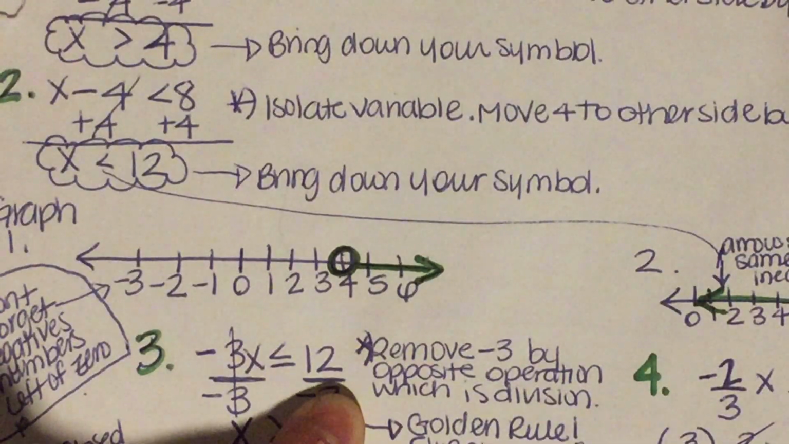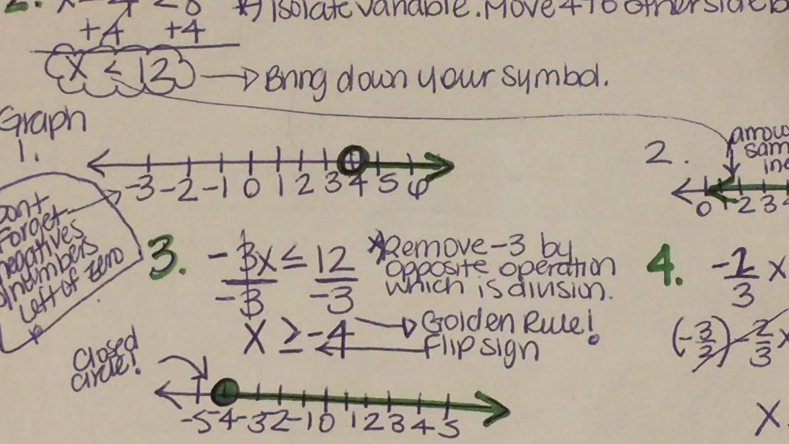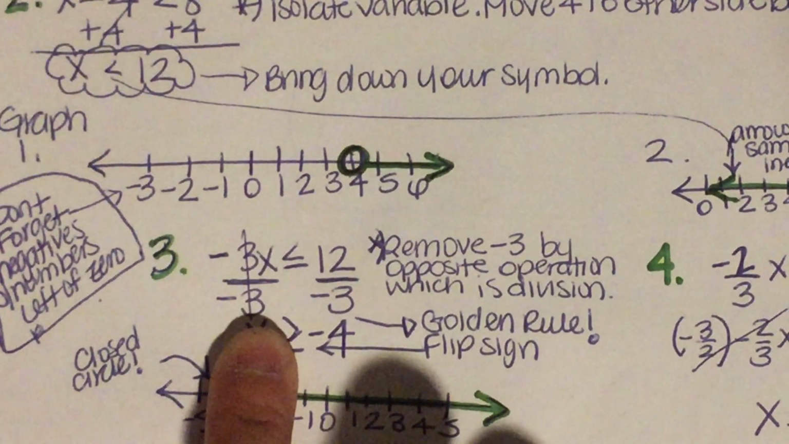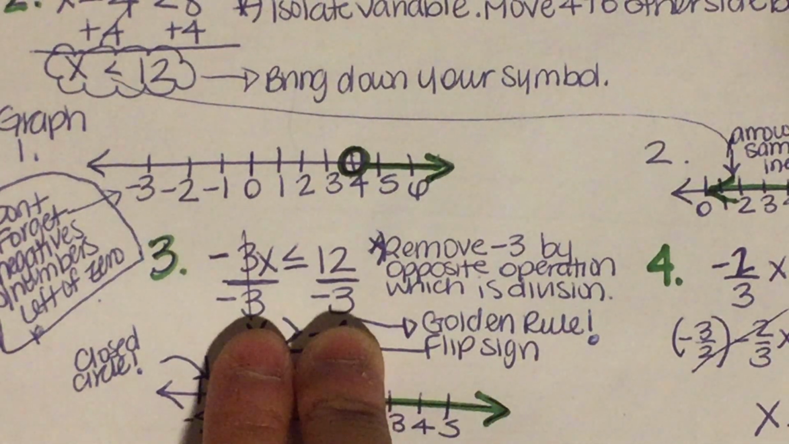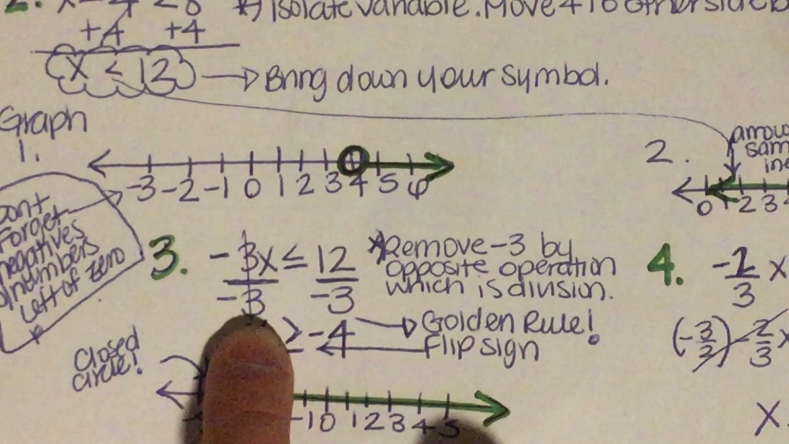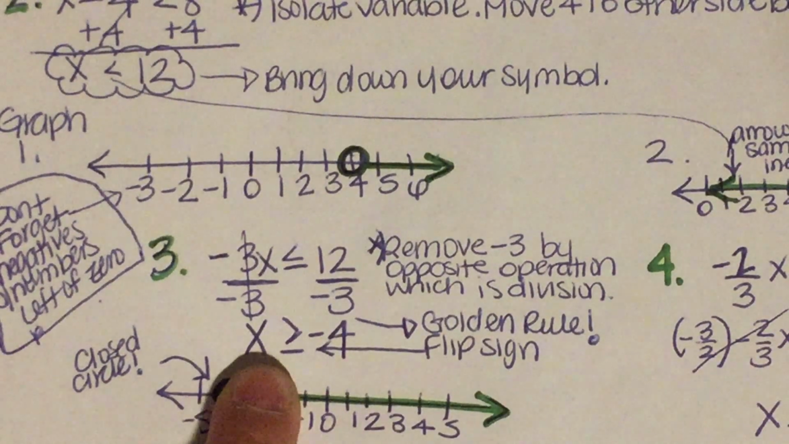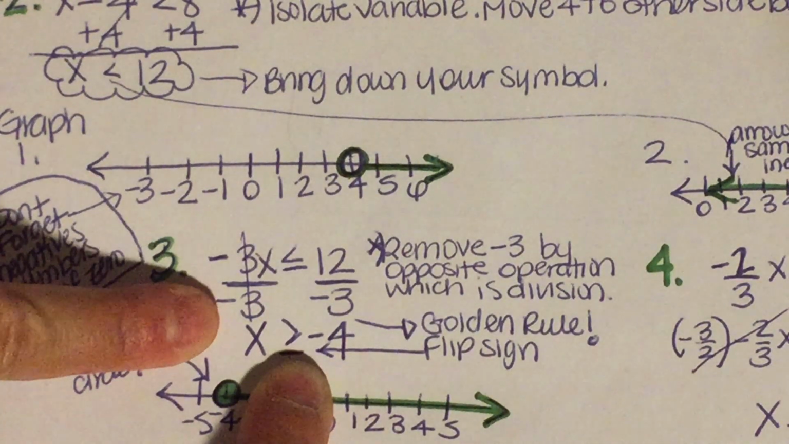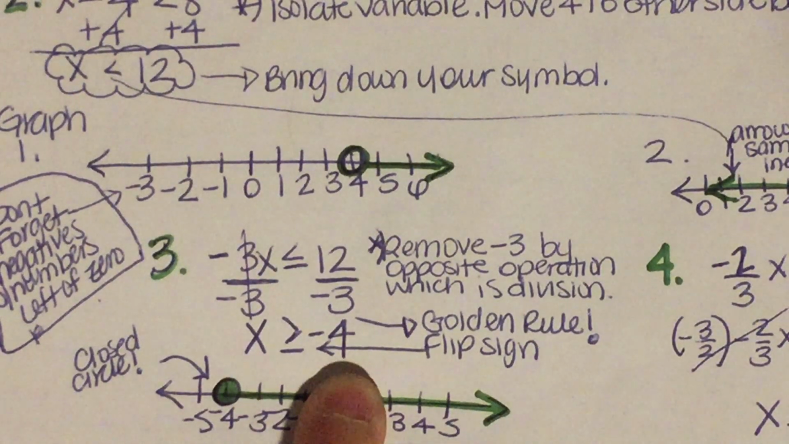In order to isolate the variable, we have to remove the coefficient from the variable term. That means we have to remove negative 3. In order to do so, we have to do the opposite operation, which is to divide. Whatever we do to one side, we have to do to the other side. So negative 3 divided by negative 3 will get us 1, or just x, 1x. And then we have to flip our inequality sign because, as you can see, we divided by a negative. And 12 divided by negative 3 is negative 4.